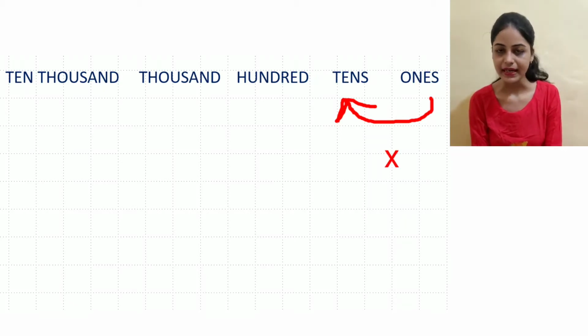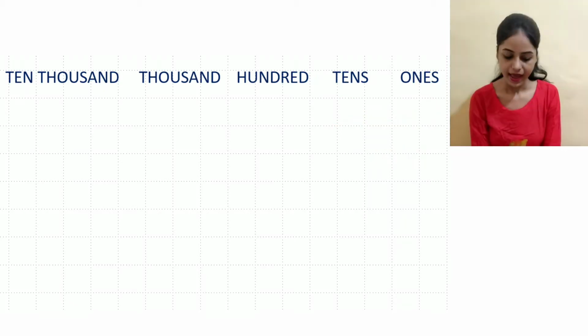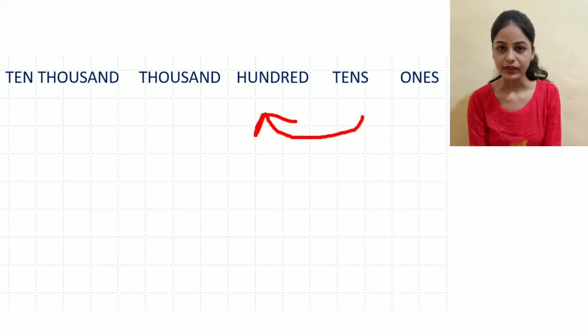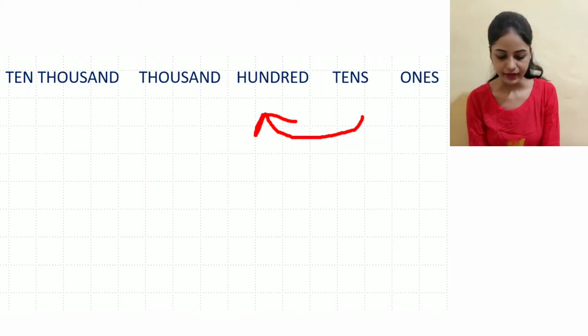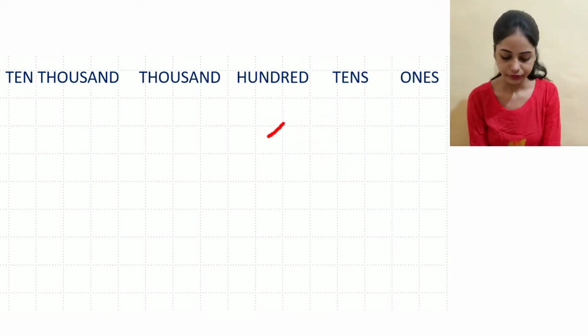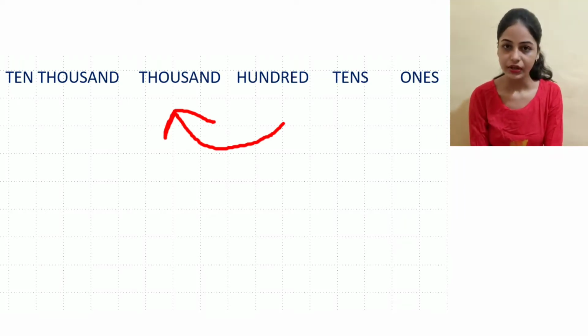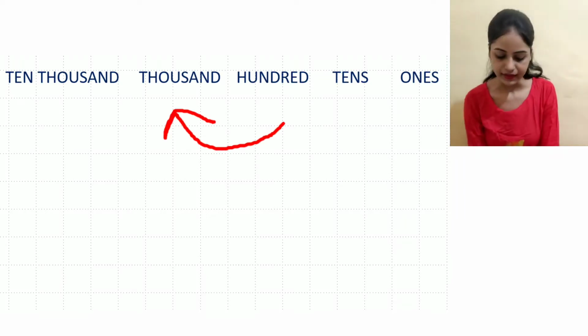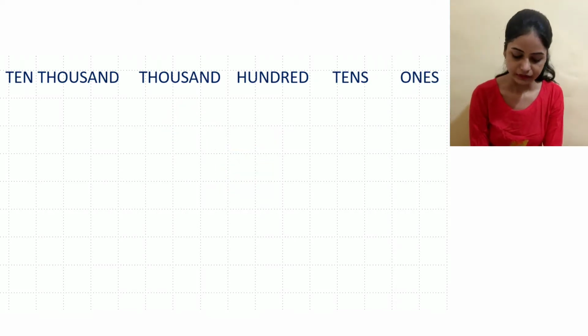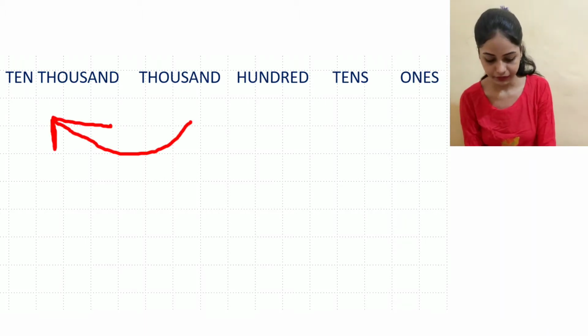digit gets multiplied by 10. And when we move from tens place to the hundred place, the digit once again gets multiplied by 10. And when we move from hundred place to the thousand place, the digit gets multiplied by 10. Now, if I further multiply by 10, I move to the left.